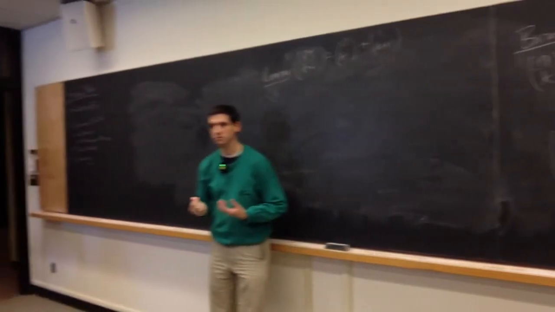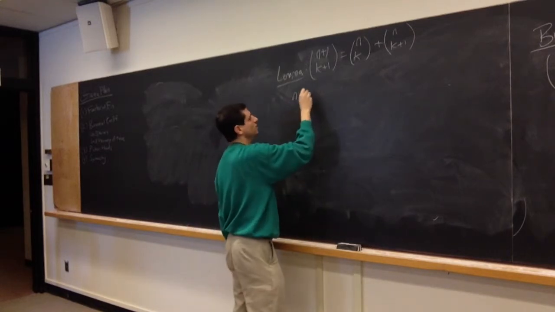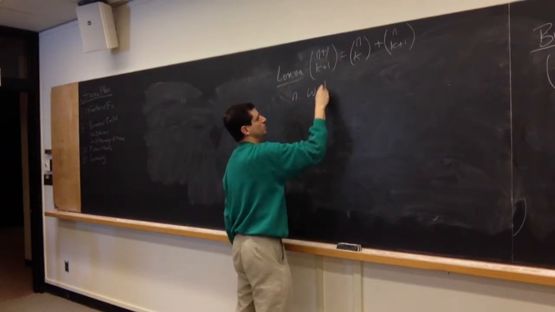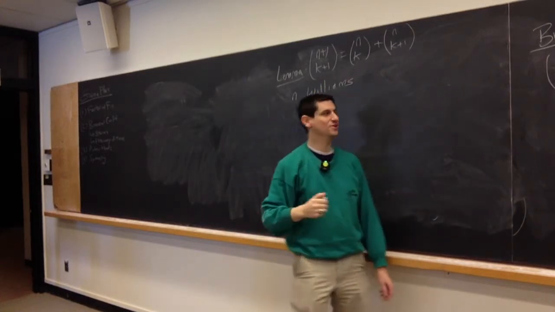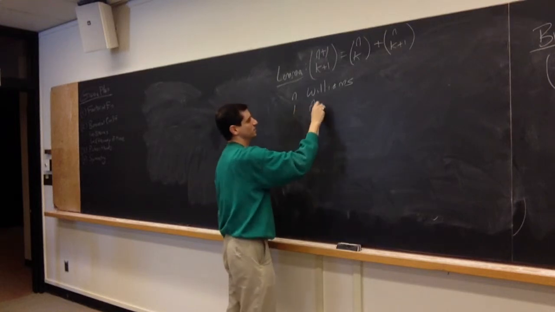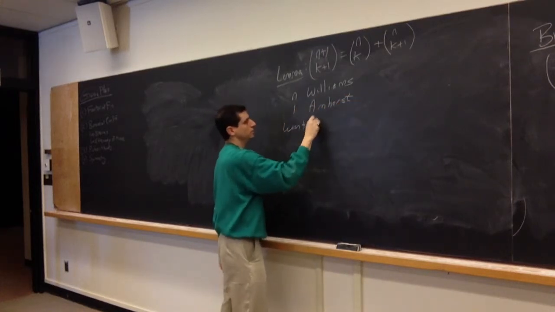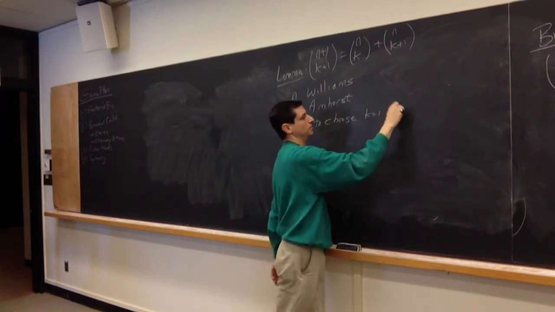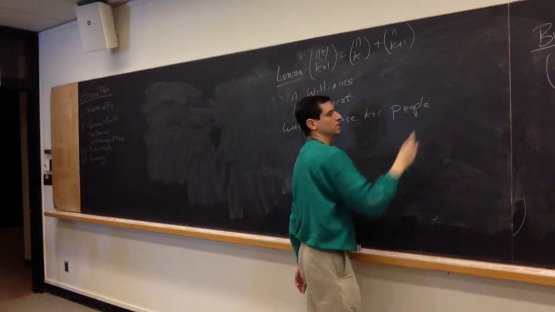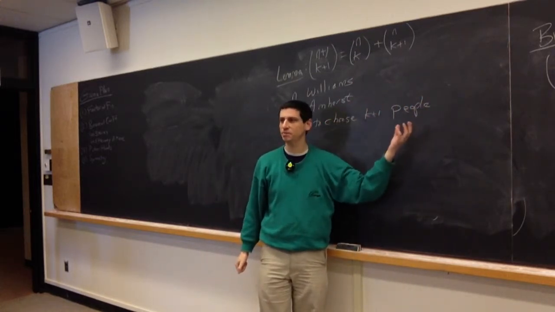Can somebody give me an awesome school? Williams. So I have n students from Williams. I need an institution that sucks. Amherst. I have one person from Amherst. And I want to choose k plus 1 people. And I don't care about ordering. I just want to choose k plus 1 people.